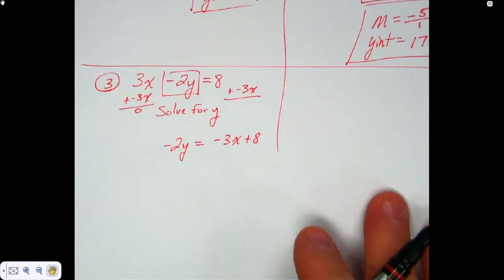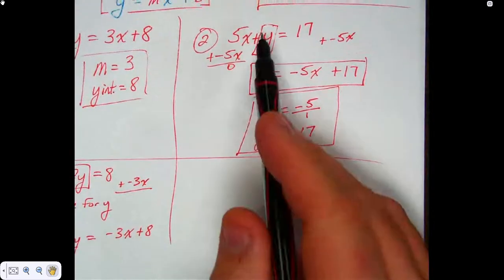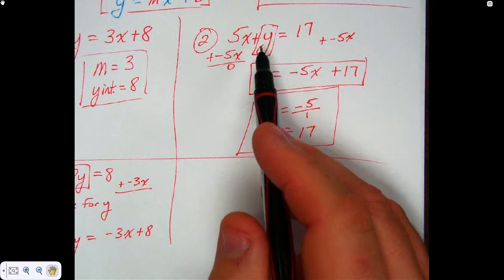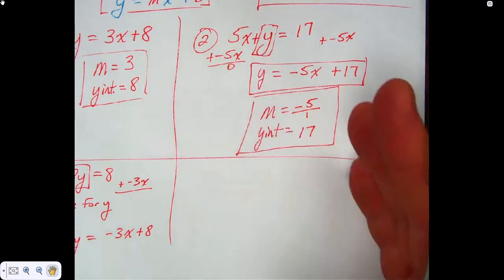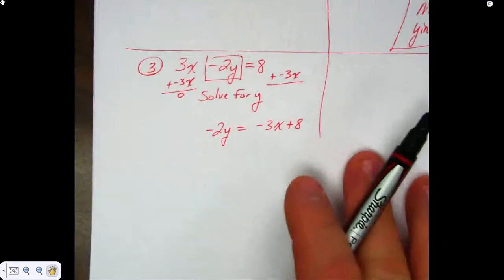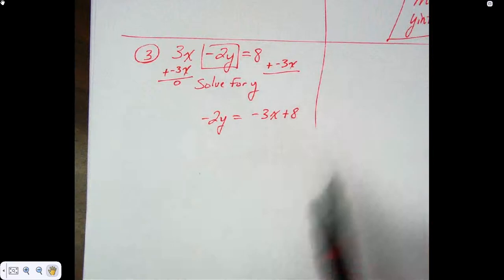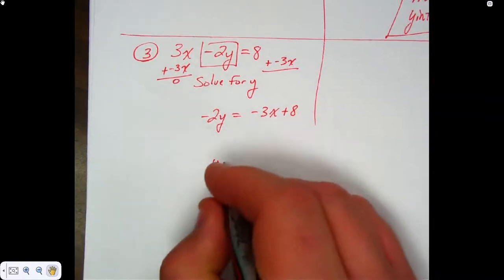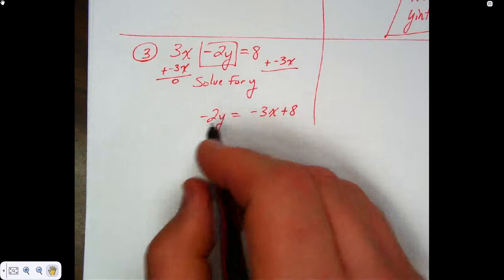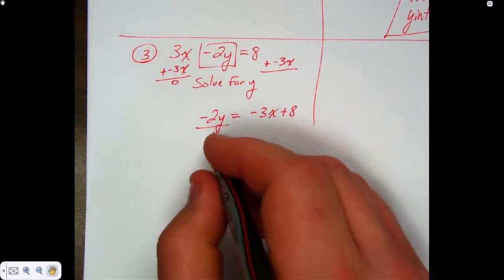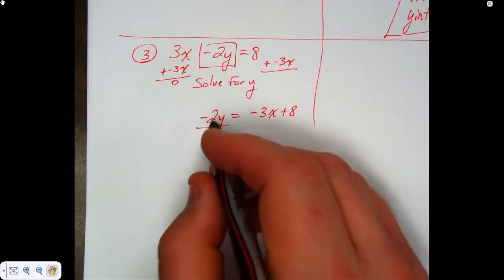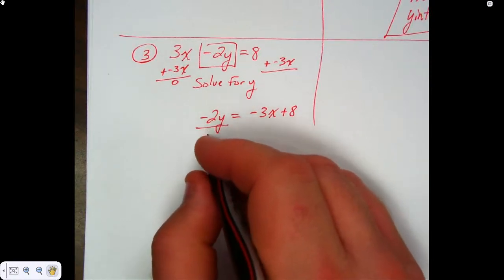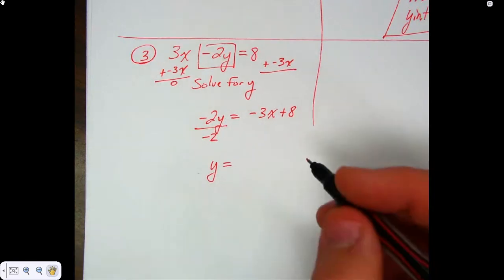No. See, the difference between this one and the last one is that the last one was nice. It was already in the form y. It already had a y by itself, didn't it? So that kind of cut out a step. But here I ended up with negative 2y equal to. I don't want to know what negative 2 y's are equal to. I want to know what one of these y's is equal to. How do I make any number into 1? Divide by itself. What do I want to make into 1? This negative 2. So I divide it by itself.